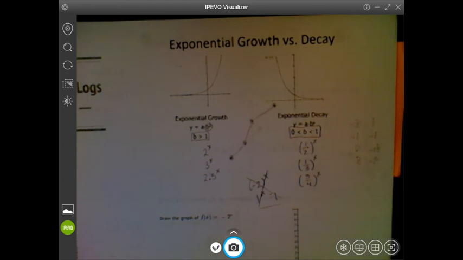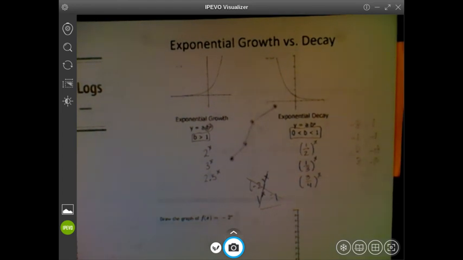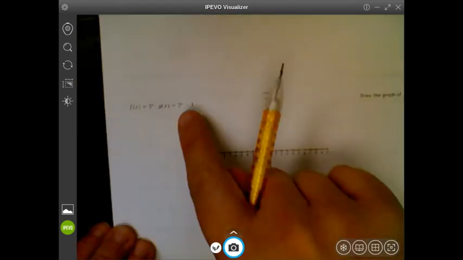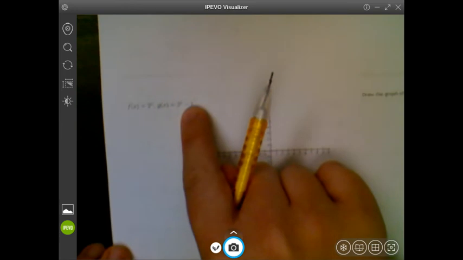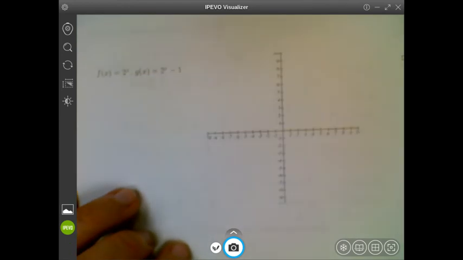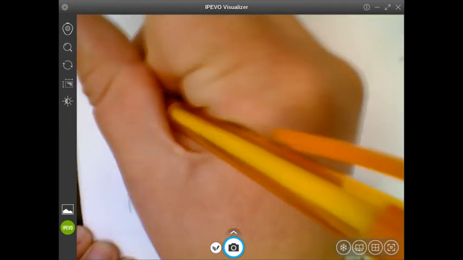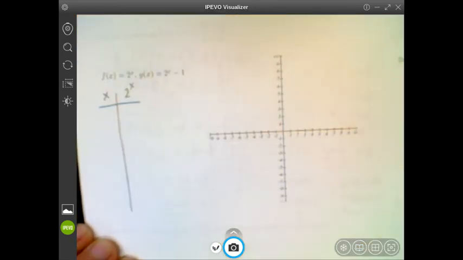All right, so what we're going to do is graph some functions, and we're going to talk about the transformations of those functions and what those look like, all right? So the first one we're going to graph is 2 to the x minus 1. And so before we graph 2 to the x minus 1, we actually want to take a look at 2 to the x. And so what we're going to do is make a table of what 2 to the x would look like.